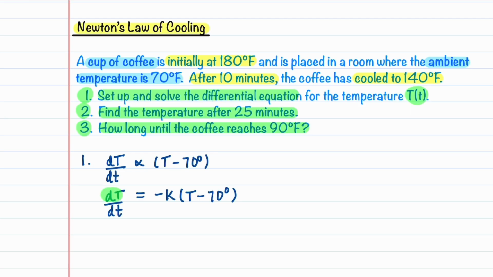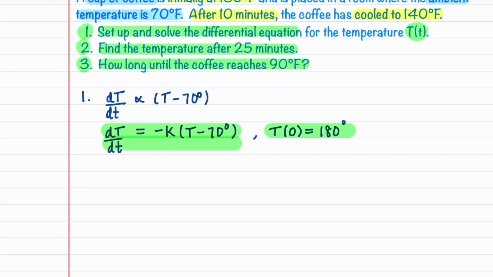Let's go ahead and highlight this because this is our differential equation, and we need to add one more thing to it. We need to add an initial condition. We are told that the cup of coffee is initially at 180 degrees. So we're going to notate this by T of 0 is equal to 180 degrees. Now what we're going to do is solve this differential equation.